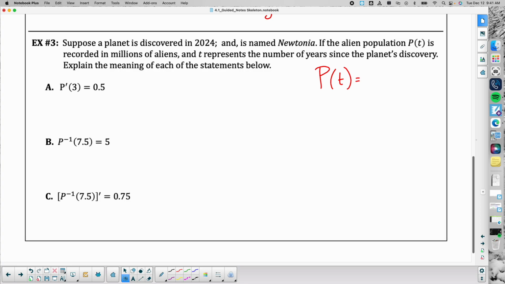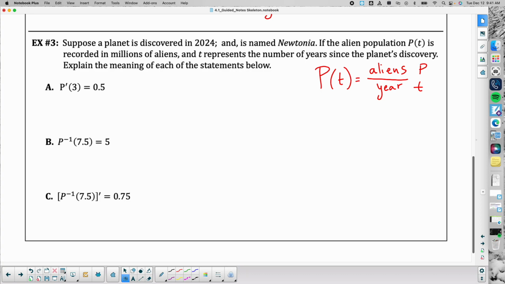Okay, so population recorded in millions of aliens per year. Okay. Now, I write aliens per year on the side. However, the variable for aliens would be P, because we were already told that. Population. The years would be measured in T, because we were told that.